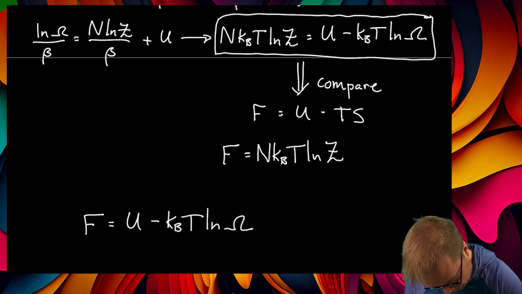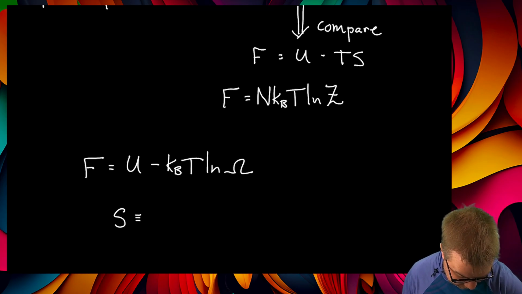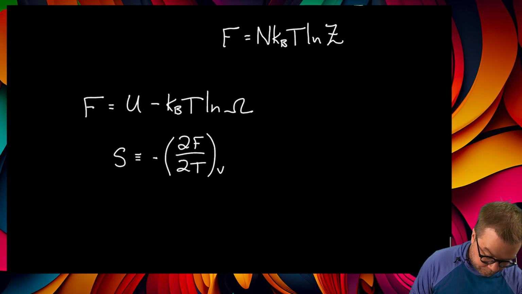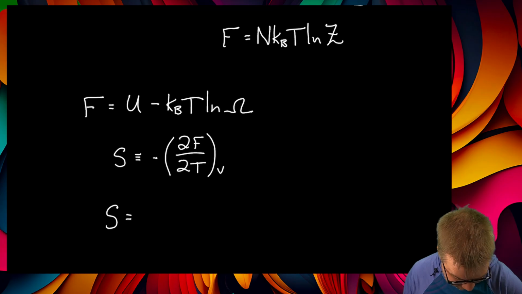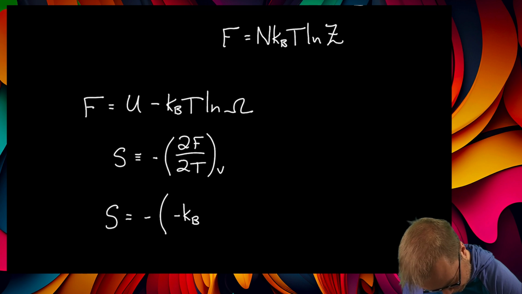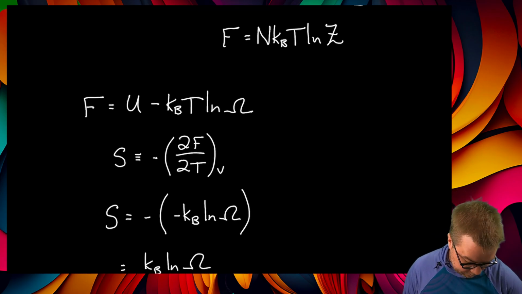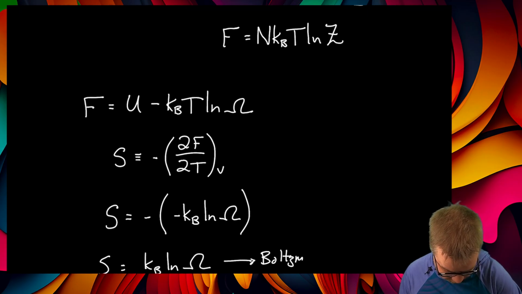times log of omega. And we think back to our Maxwell relations, and what is the entropy? The entropy is defined as minus the partial derivative of the Helmholtz free energy with respect to T, keeping volume constant. And so I would tell you then that from this expression, it must be true that the entropy is equal to kB log omega. And again, that's the Boltzmann entropy.